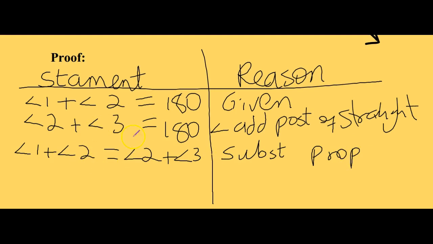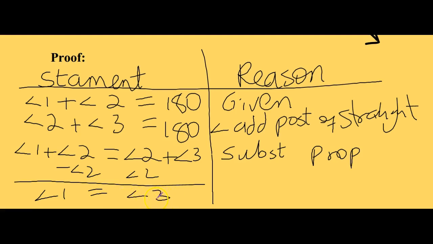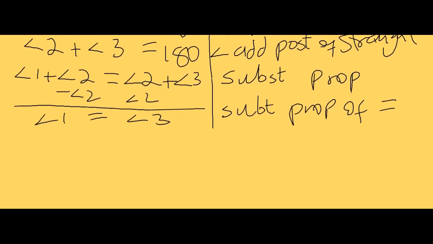Okay, so what else can we do? Well, we have angle 2 on both sides. So if we subtract angle 2 from both sides, we will get angle 1 is equal to angle 3. So we used the subtraction property of equality because we did it to both sides. We subtracted angle 2 from both sides.